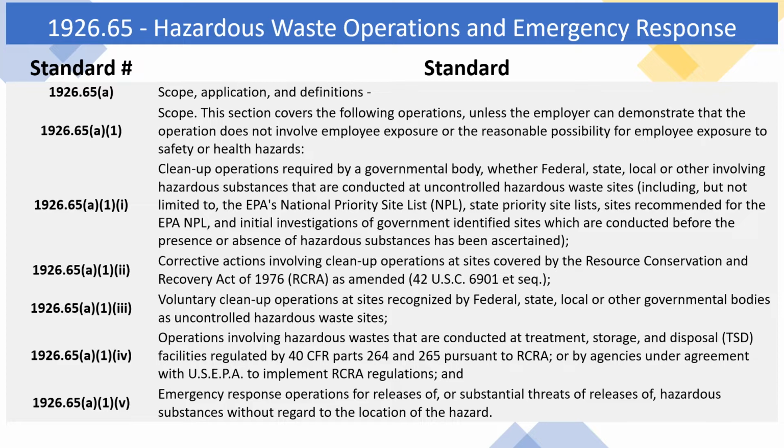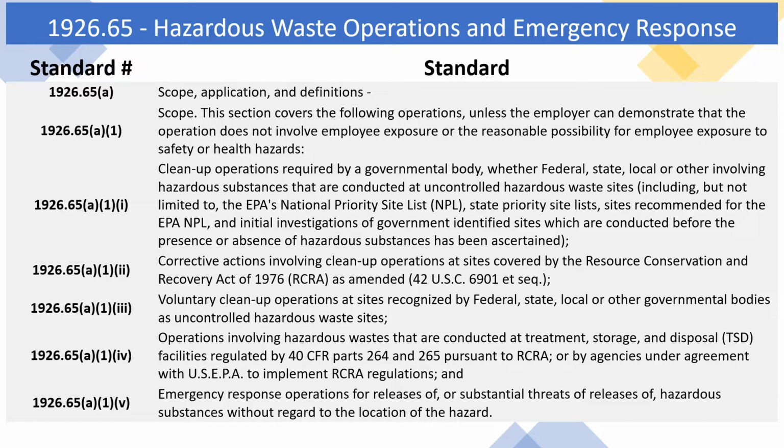1926.65(a)(1)(i) Cleanup operations required by a governmental body, whether federal, state, local, or other, involving hazardous substances that are conducted at uncontrolled hazardous waste sites, including, but not limited to, the EPA's National Priority Site List (NPL), state priority site lists, sites recommended for the EPA NPL, and initial investigations of government-identified sites which are conducted before the presence or absence of hazardous substances has been ascertained.